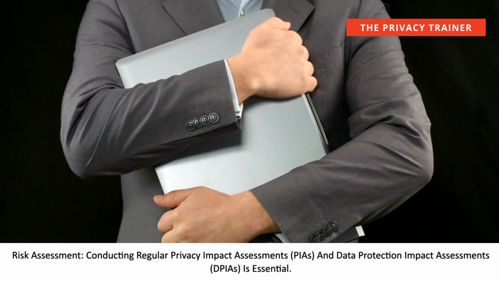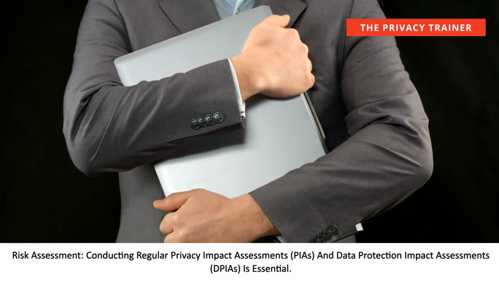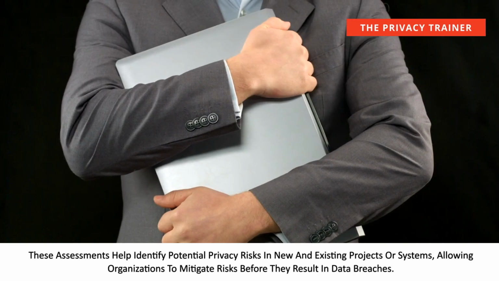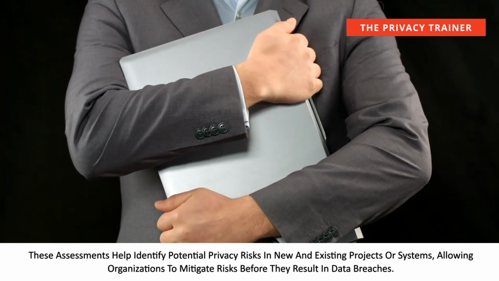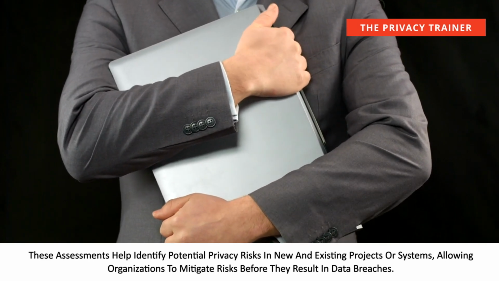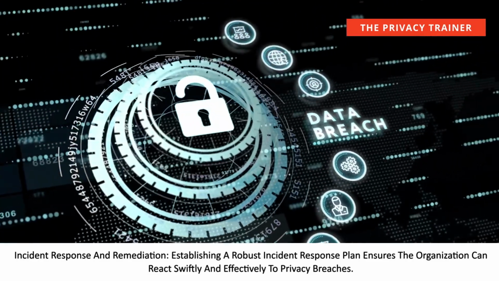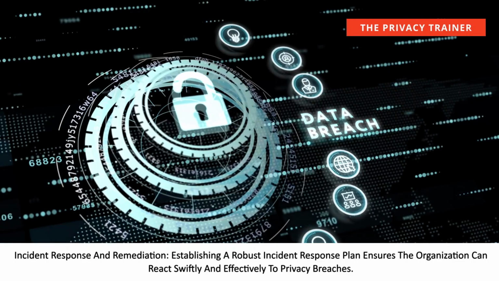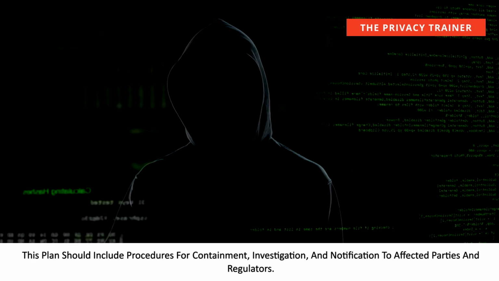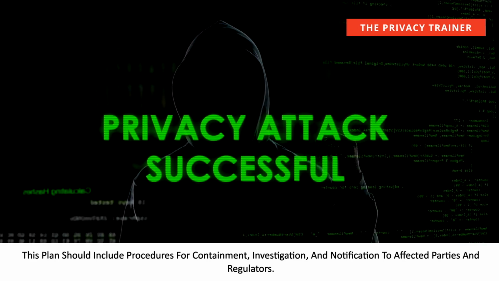Risk assessment. Conducting regular privacy impact assessments, PIAs, and data protection impact assessments, DPIAs, is essential. These assessments help identify potential privacy risks in new and existing projects or systems, allowing organizations to mitigate risks before they result in data breaches. Incident response and remediation. Establishing a robust incident response plan ensures the organization can react swiftly and effectively to privacy breaches. This plan should include procedures for containment, investigation, and notification to affected parties and regulators.